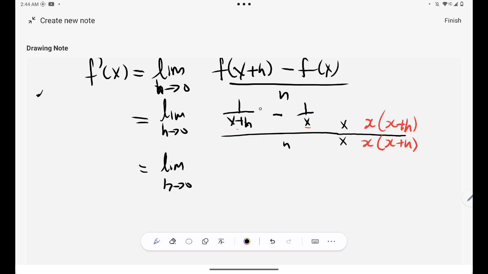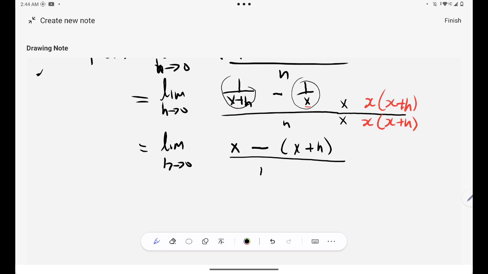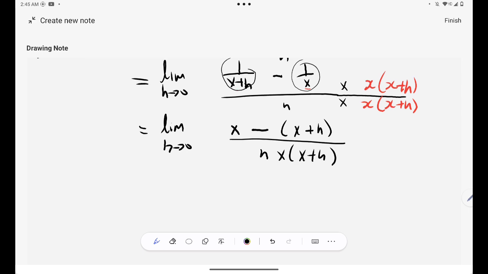And then now whenever I multiply the first term, this one, by the LCD, the brackets will cancel this denominator. I will be left with x minus the second term multiplied by the LCD. The x's will cancel and I'll be left with x plus h. At the denominator, I'll just have h, x and x plus h, like this.